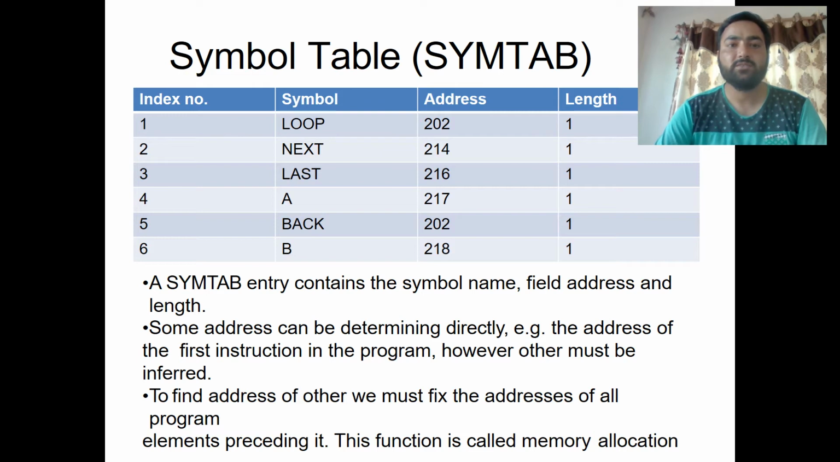So to find addresses of other symbols, we must fix the addresses of all program elements preceding it. That means addresses can't change once you fix them, because you are referring from the initial instruction step address. From that you are referencing the other symbols. So you have to have the fixed addresses for the subsequent symbols in the table, and this function is called memory allocation.